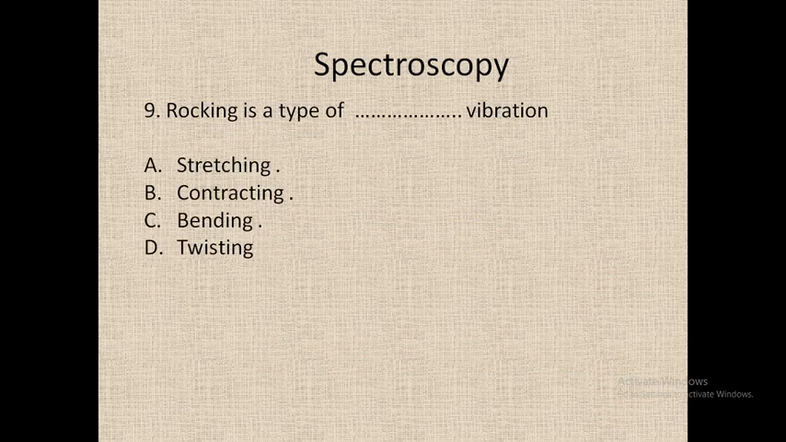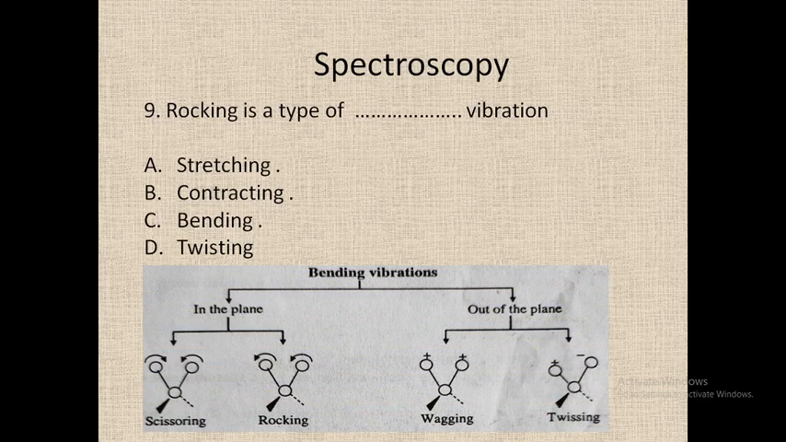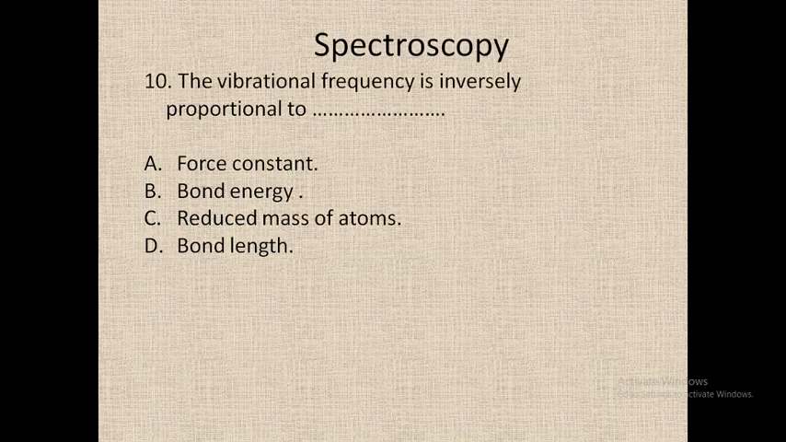Now rocking is a type of dash dash vibration, whether it is stretching, contracting, bending or twisting. So rocking is the type of which vibration? So let's see here. Some vibrations I have shown here, bending vibrations, in plane and out of the plane. In plane there are two vibrations, the scissoring and rocking. So here is the answer, rocking. And out of the plane, there are wagging and twisting. Okay. So rocking is a type of bending vibration. Let's go for the next.